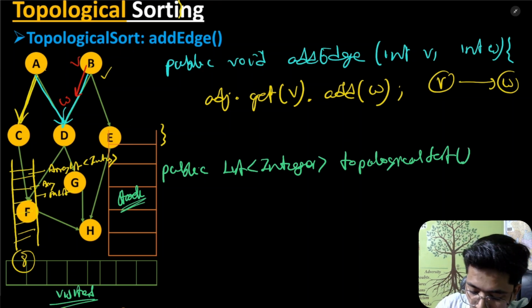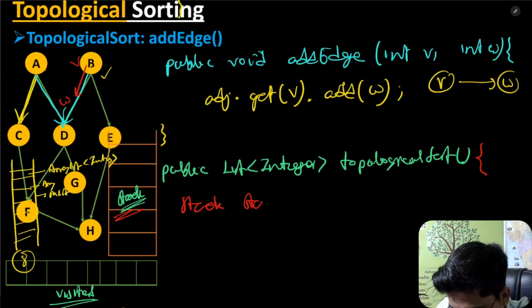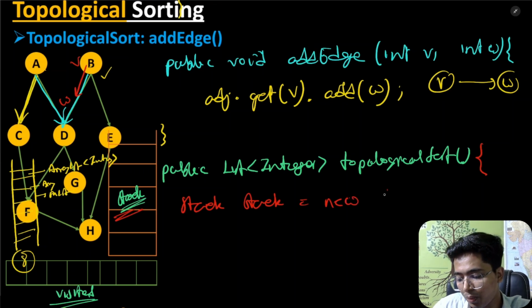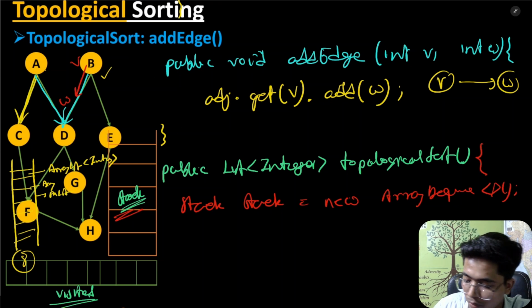So now we'll start performing the topological sort. First we'll be initializing this stack. Stack, and we'll be initializing this stack with respect to ArrayDeque, so new ArrayDeque. Okay, so now we have initialized it with ArrayDeque.